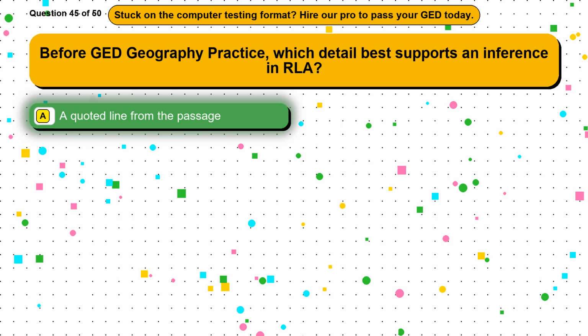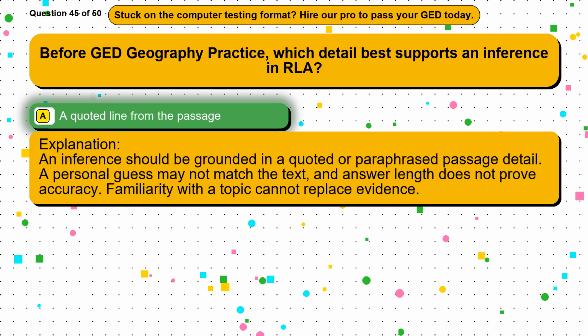The correct answer is option A. A quoted line from the passage. An inference should be grounded in a quoted or paraphrased passage detail. A personal guess may not match the text, and answer length does not prove accuracy. Familiarity with a topic cannot replace evidence.